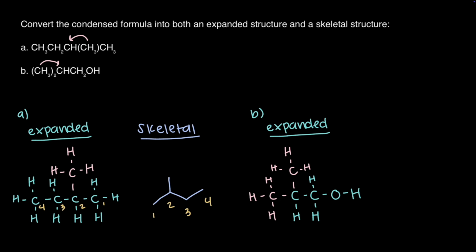Next, I will draw the skeletal structure. Numbering the expanded structure, there are 3 carbons in the longest parent chain. I will draw those 3 carbons, and then there is an OH group at C1 and a methyl at C2. The skeletal structure is complete for B.